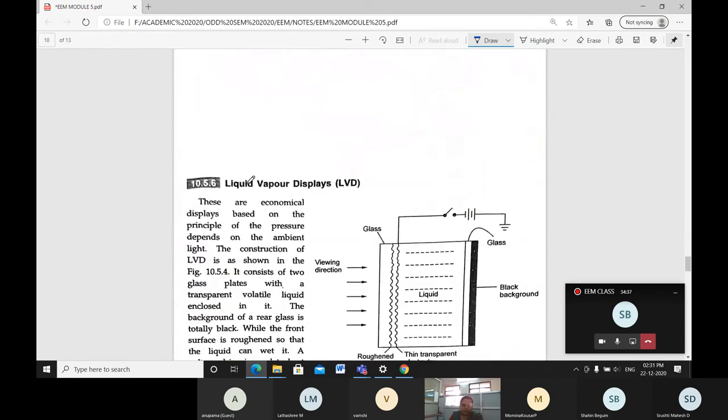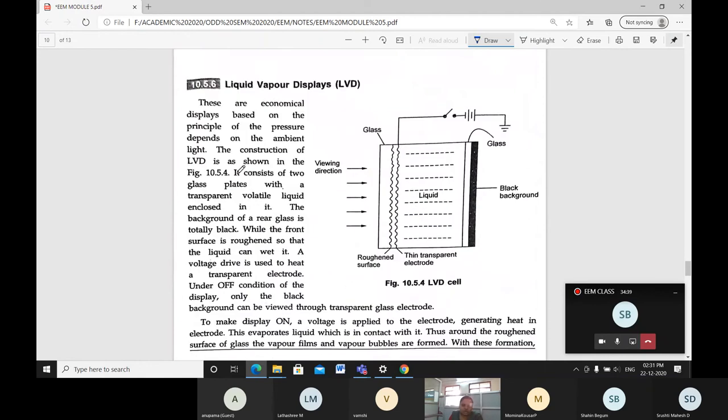Okay. The next topic is the liquid vapor display, that is LVD. This is the construction. These are economical displays based on the principle of pressure depending on the ambient light. Based on the pressure, light is going to be emitted. That is the basic principle.